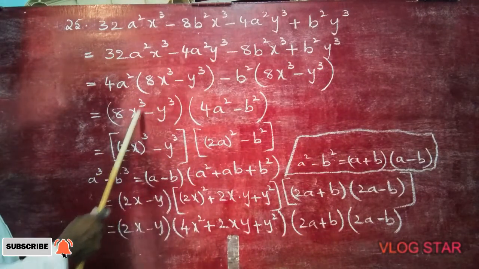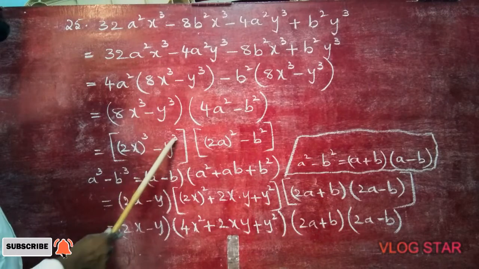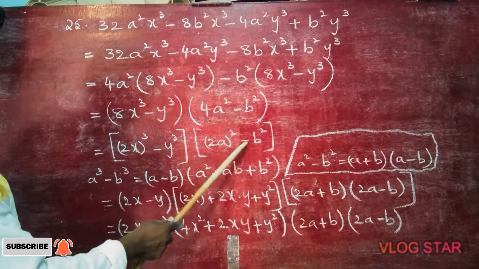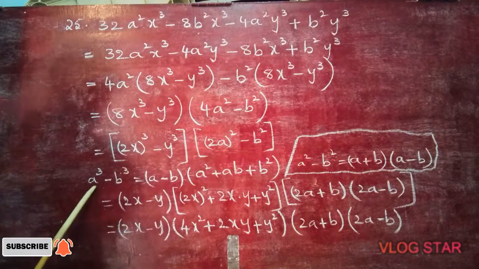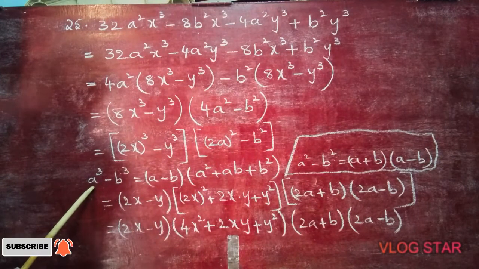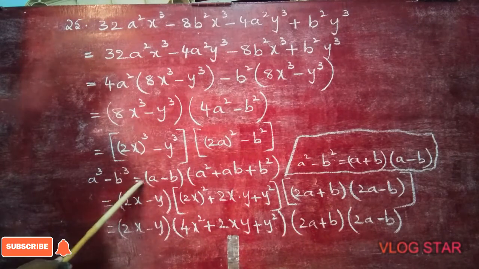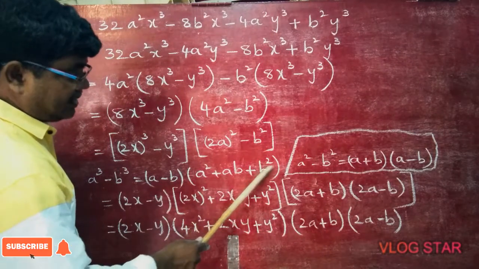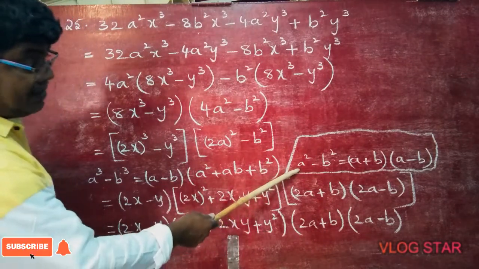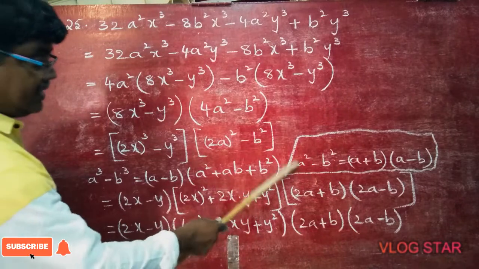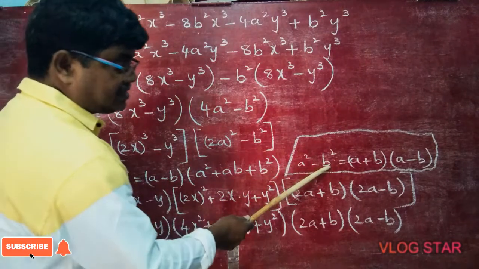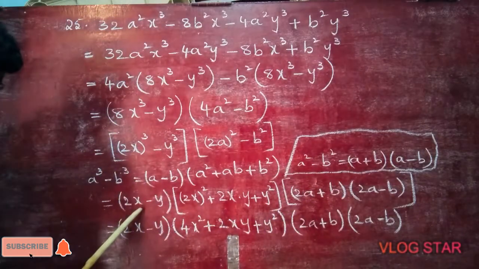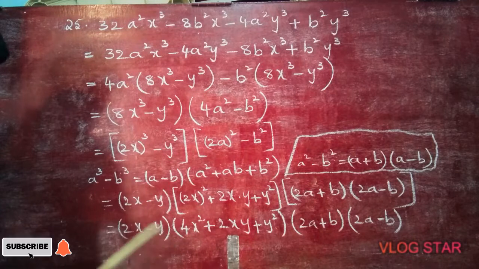Now we can write 8x cube as (2x) whole cube minus y cube. And here we can write 4a square as (2a) whole square minus b square. Now here two formulas we are coming across. a cube minus b cube is equal to (a minus b) into (a square plus ab plus b square). And another formula, simultaneously two formulas we are going to use. This is in the formula of a square minus b square, that is called (a plus b) into (a minus b). So you are applying both formulas in one problem.